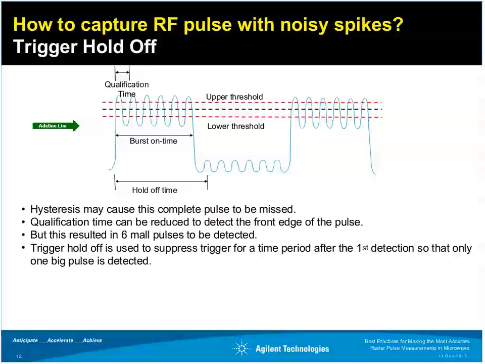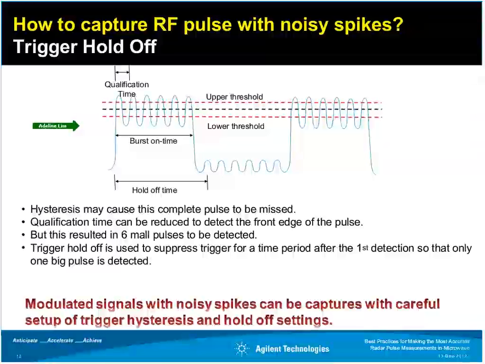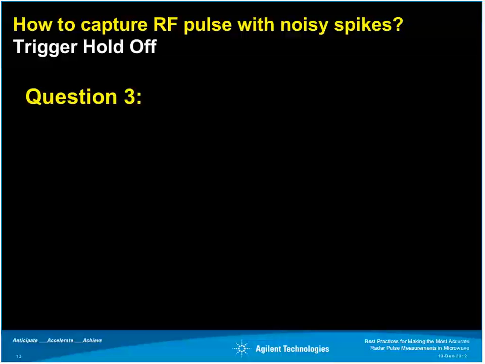Therefore, another technique, trigger hold-off, is used to prevent problems arising from multi-triggering by suppressing triggers for a time after the first detection. It is recommended that the trigger hold-off time be set for a duration longer than the signal burst. With this setting, the power meter will be able to capture complex digital modulated signals such as OFDM pulses.